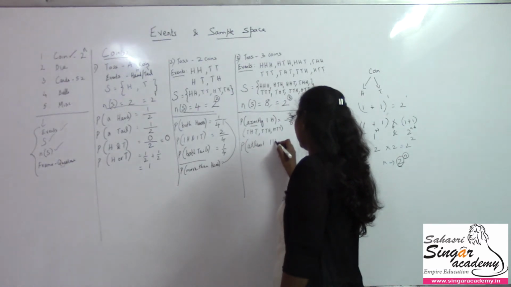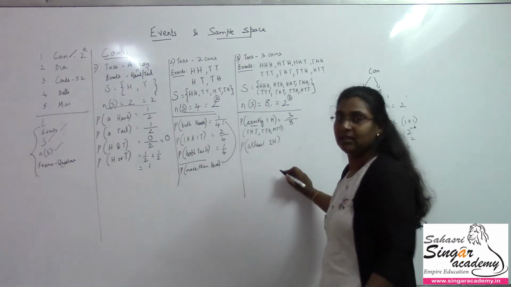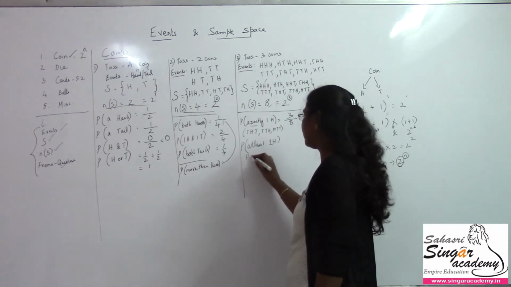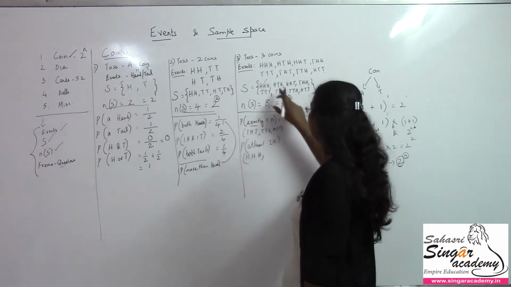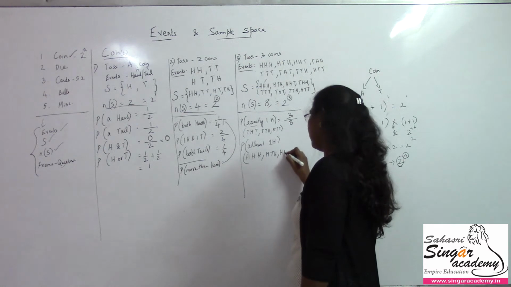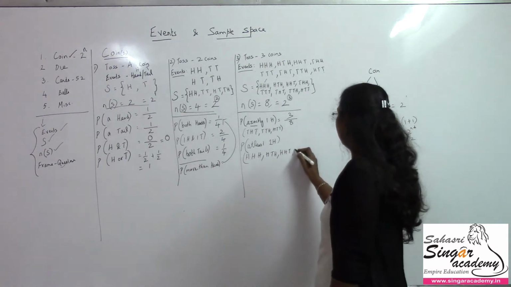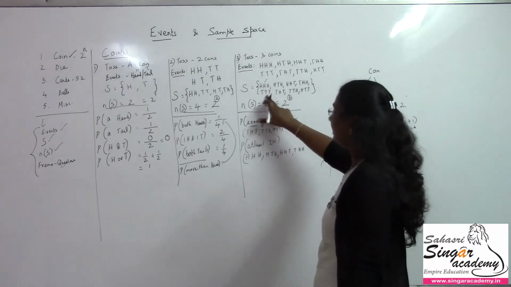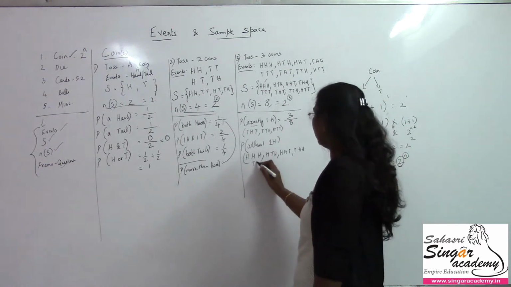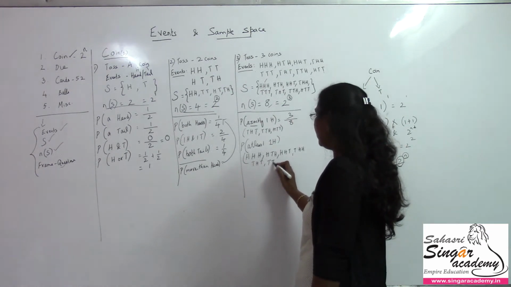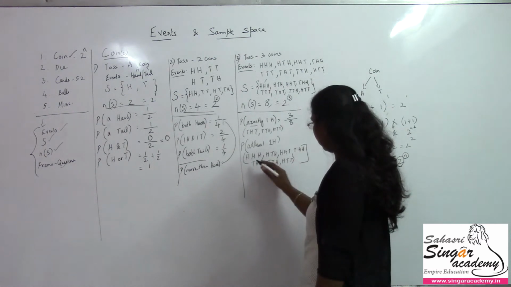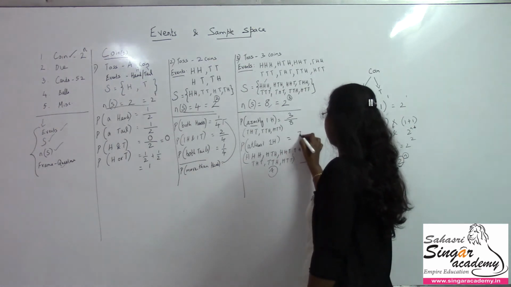Next, P of at least one head. At least one head means there must definitely be a head. So which ones? Here there is definitely a head: H H H, yes. Second case, yes: H T H. Next, third case: H H T, yes. Fourth case: T H H, yes. Here only tails are there, no heads, so I cannot take this option. Tail, head, tail, yes. Next case, tail, tail, head. Next case, H, tail, tail. So put together, I think it's 7 in number, which will be 7/8.